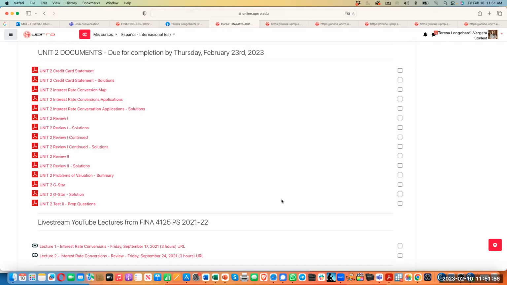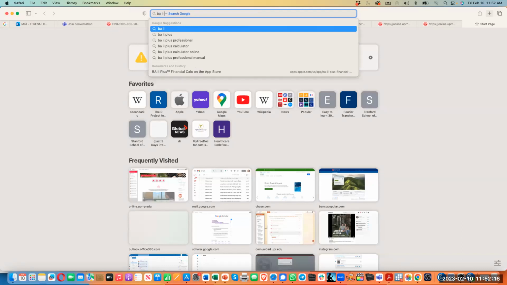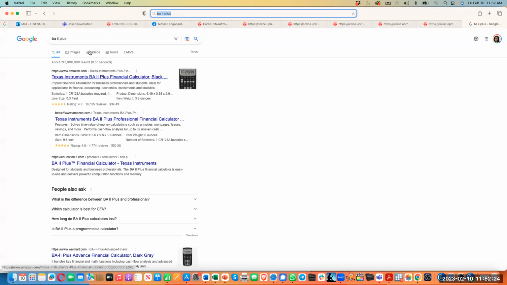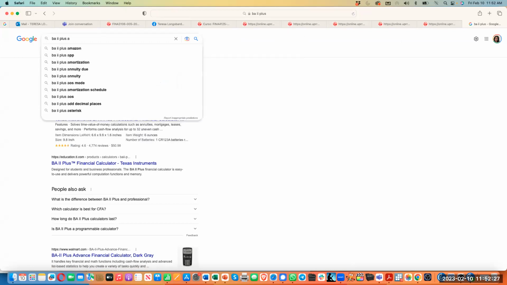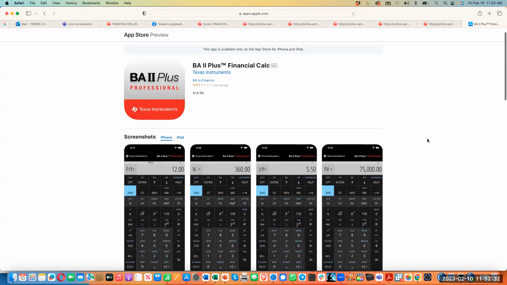It's actually terrible. The calculator, Orlando, you can buy the calculator at Office Max. You can buy it on Amazon, or you can buy it on your smartphone. And if you buy it on your smartphone, you should make sure you get the BA2 Plus app with a trademark symbol on it. This is the one you want, because you can use your phone during the test.